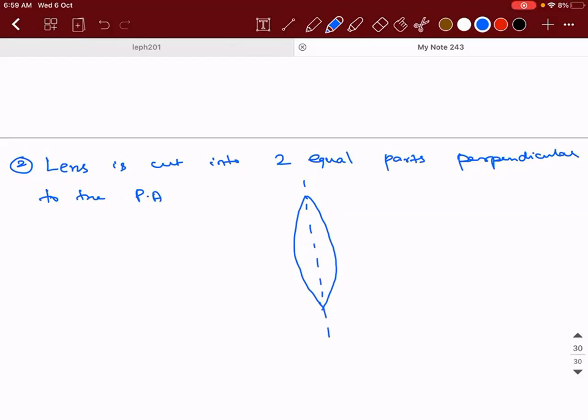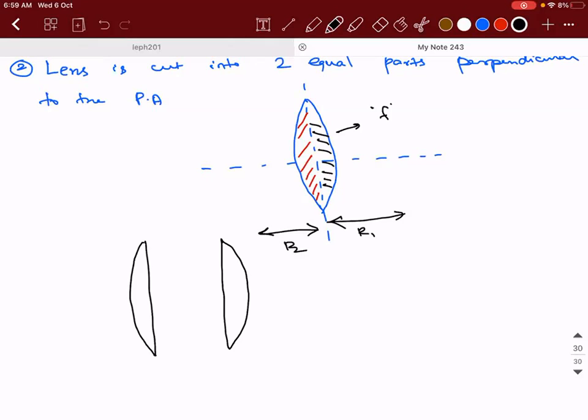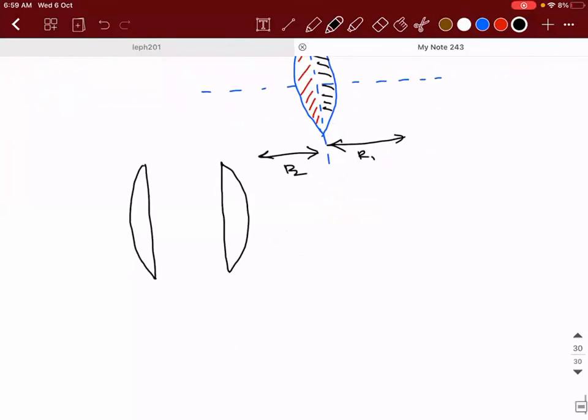So if I break it like this, then this will be the first part. This will be the second part. So how is the new lens going to look? It looks something like this, right? So the radius of curvature of the first part is R1. The radius of curvature of the second part is R2. If the focal length of this lens is F. Okay. Now what will happen for the first part?